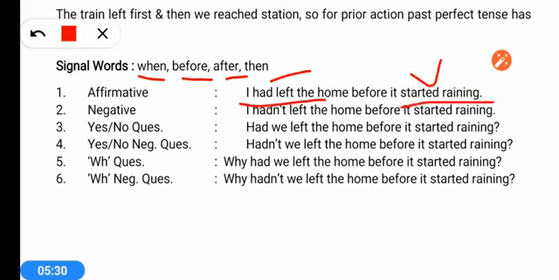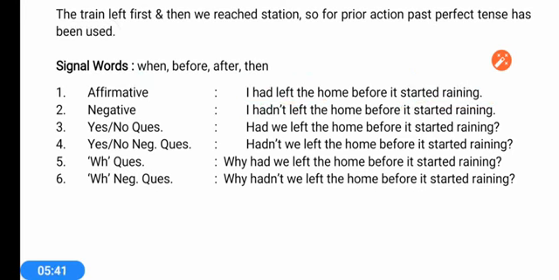So this is the second form, and here is the first action which is happening, meaning the rain started later and I left the home first. Next example, you see here, negative one: I hadn't left the home. For a question, had we, brought forward, hadn't we. Then for a WH question, you can use why, what, when, where, such kinds of words.